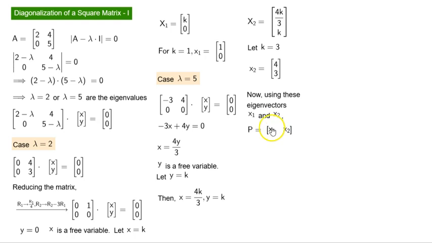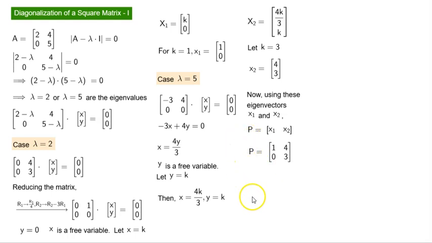Now using these eigenvectors x1 and x2, we build the matrix of vectors P equal to x1, x2. So we build a matrix where each column is one of the eigenvectors. So we have P is equal to 1, 0 for eigenvalue lambda equal to 2 and 4, 3 for eigenvalue 5. So we have arrived at P.